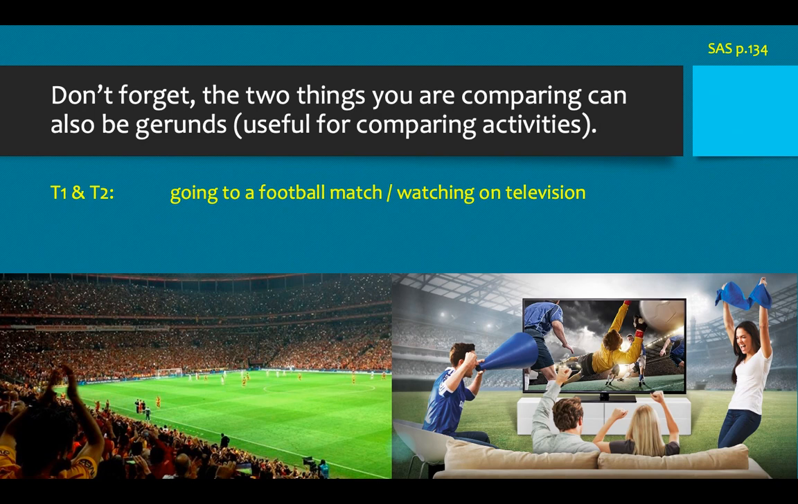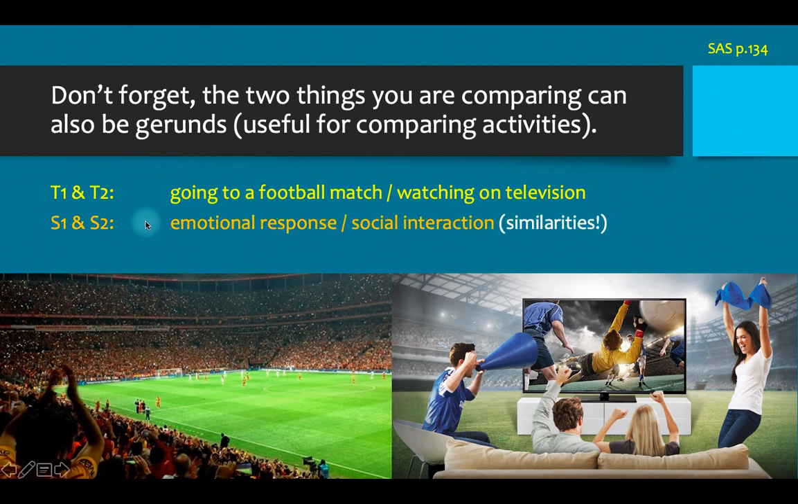In this case, my thing 1 and thing 2 are going to a football match or watching the match on television. And in this case, I am going to say that they are similar. So for my subtopic 1 and my subtopic 2, I have emotional response and social interaction, similarities. You could probably use these same two things and write a differences essay, but that would have different subtopics.